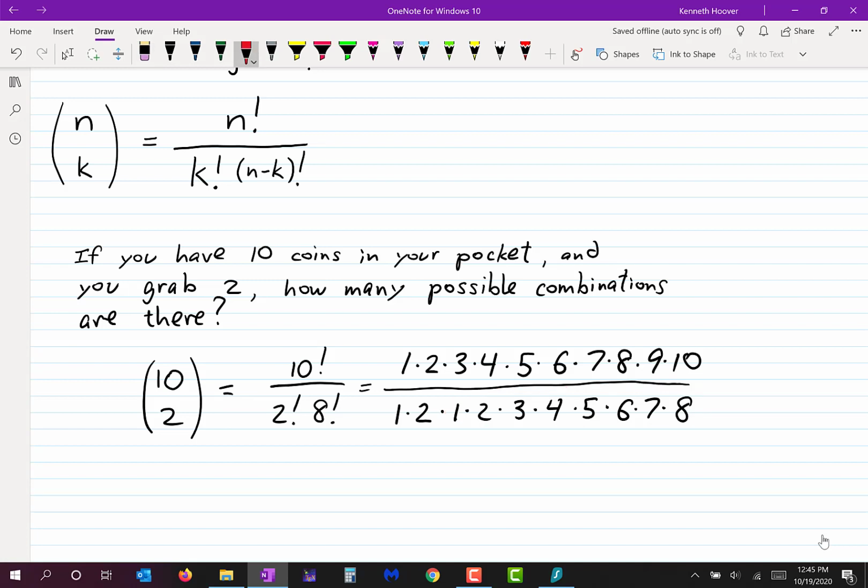And here's what you do. 1's cancel, 2's cancel, 3's cancel, 4's cancel, 5's cancel, 6's cancel, 7's cancel, and 8's cancel. The only thing left on top is 9 times 10, which is 90. And on the bottom is 1 times 2, which is 2, and 90 divided by 2 is 45. See how easy that is because of the cancellation, which you are guaranteed to have a lot of. Okay, I'm going to erase that.